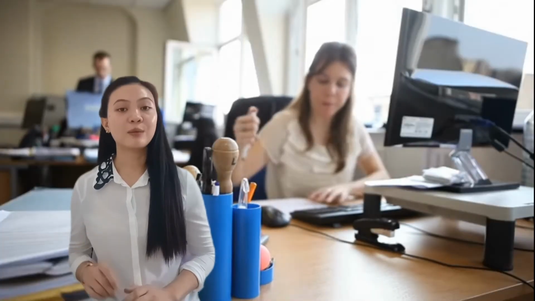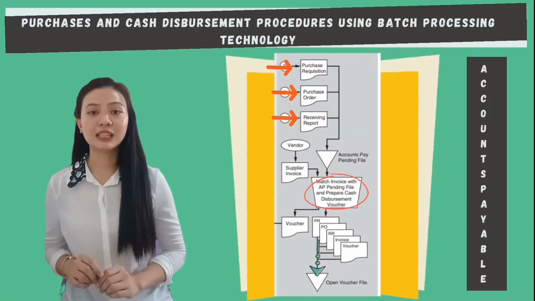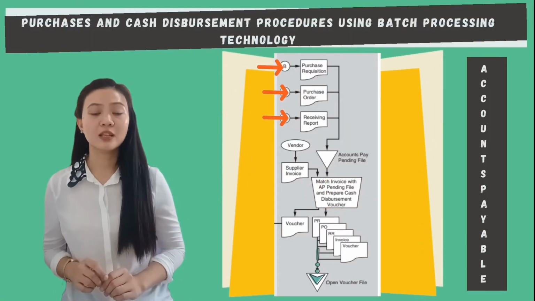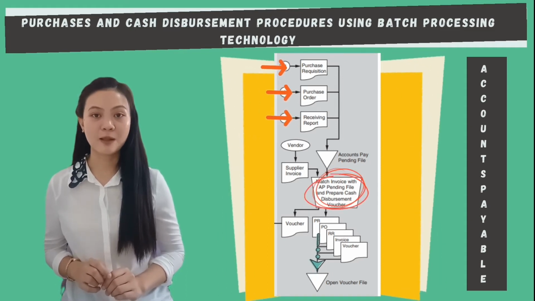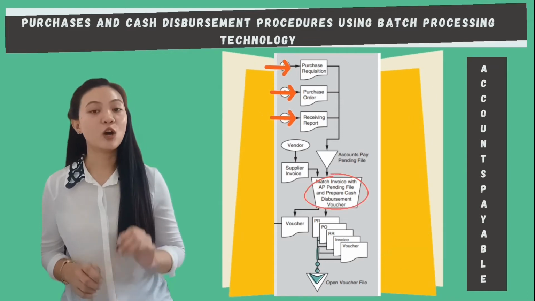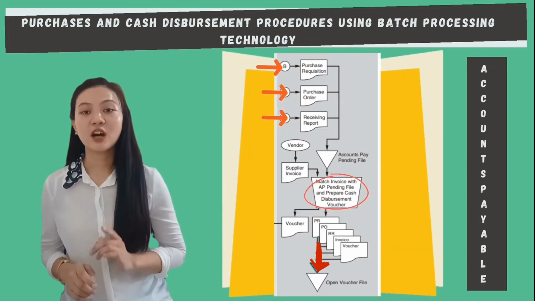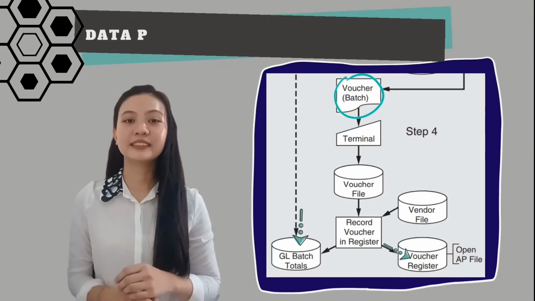When the accounts payable clerk receives the supplier's invoice, he or she reconciles it with the supporting documents that were previously placed in the accounts payable pending file. The clerk will prepare the voucher, file it in the open voucher file, and send a copy of the voucher to data processing. Step 4.